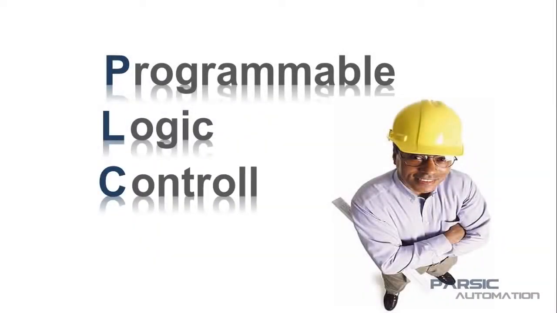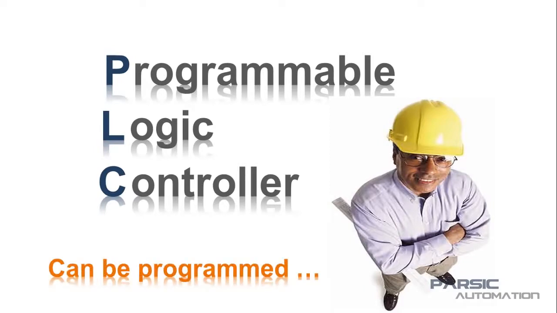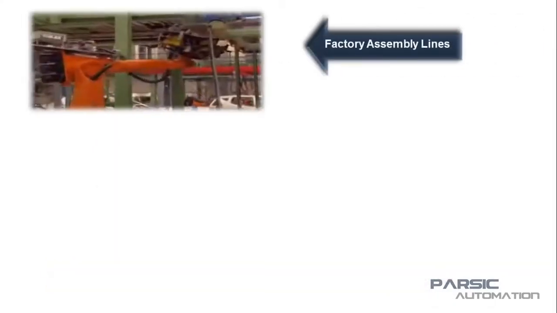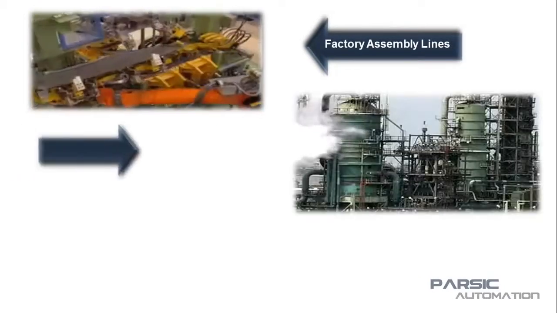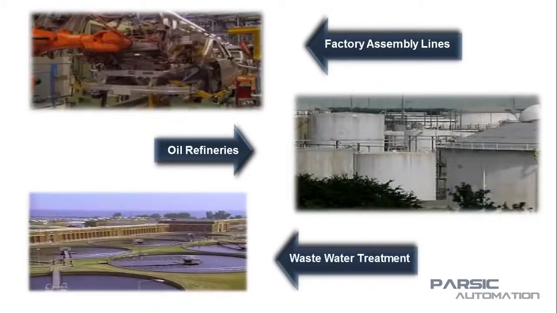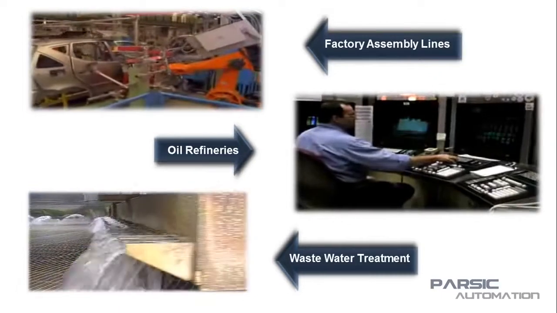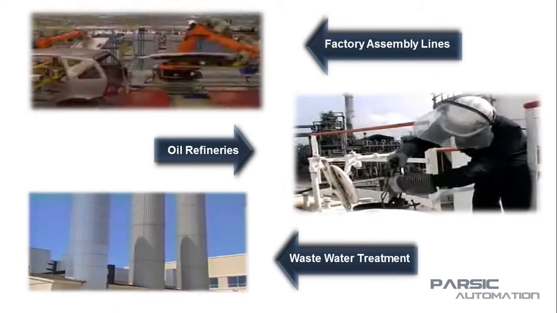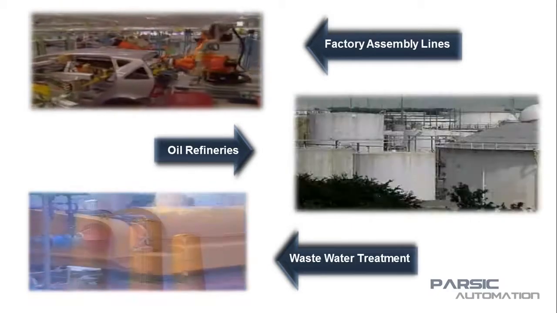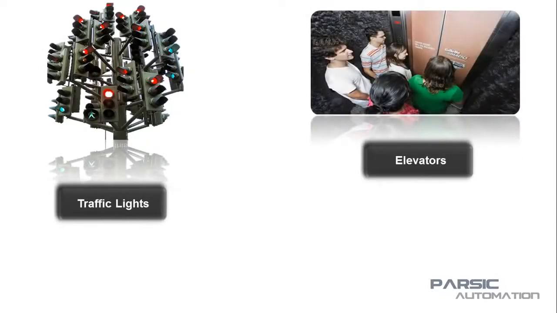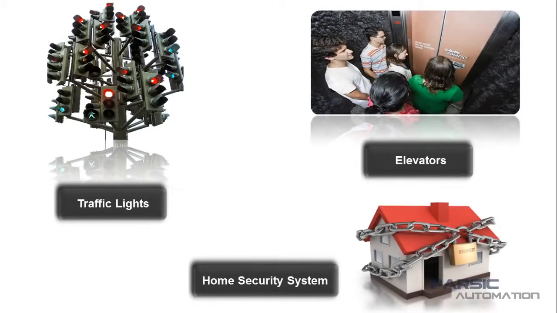A programmable logic controller, or PLC for short, is simply a special computer that can be programmed for use in automation of electromechanical processes such as control of machinery on factory assembly lines, oil refineries, or water or wastewater treatment plants. But most likely, you encounter PLC-based controllers every day without even realizing it, in simple applications such as traffic lights, elevators, or even your home security system.